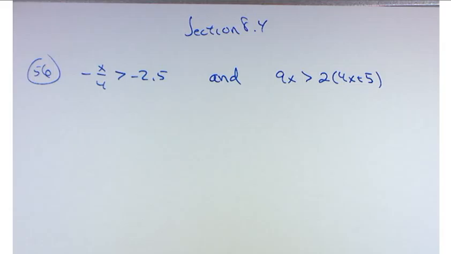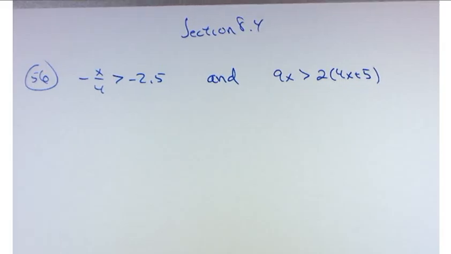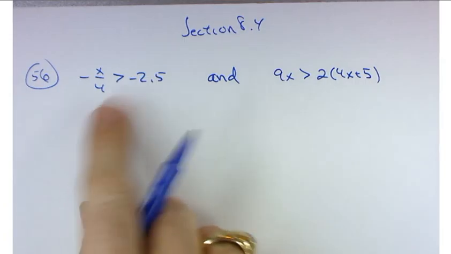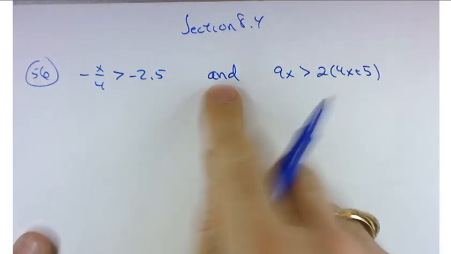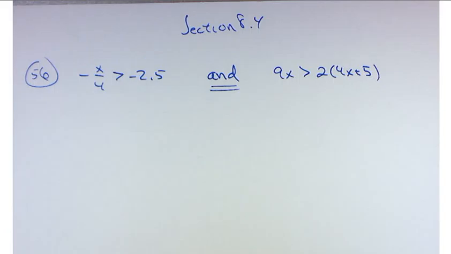So problem 56, one more example with intersections. We have to first solve each inequality, and then we'll take a look at the graphs and see what it says about our solution. We're looking for where these graphs overlap. And we know that because we have an "and" here. So we want to see what's in both sets simultaneously.